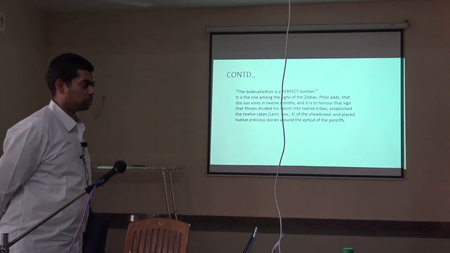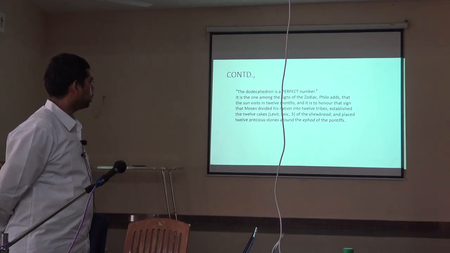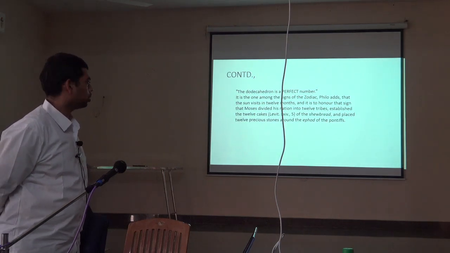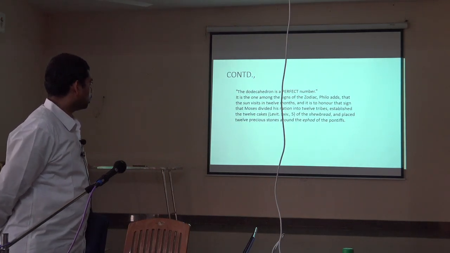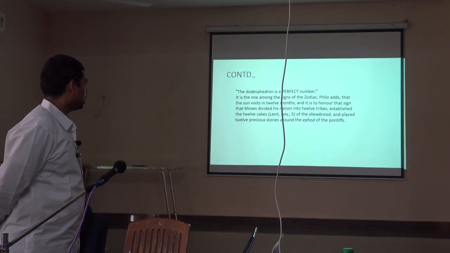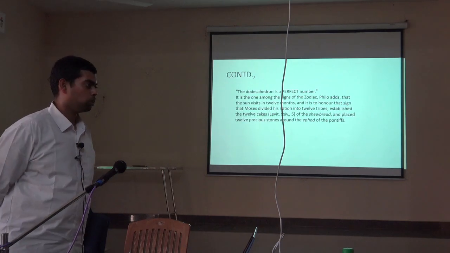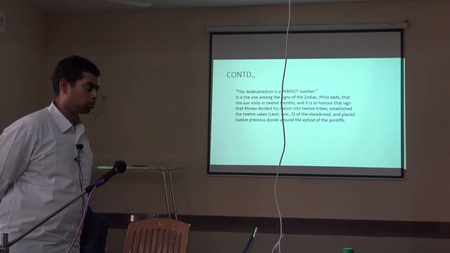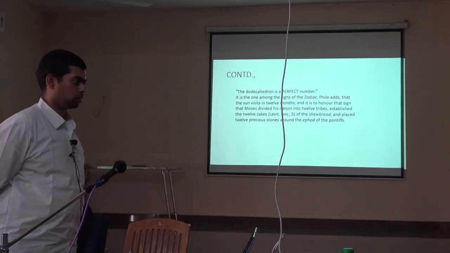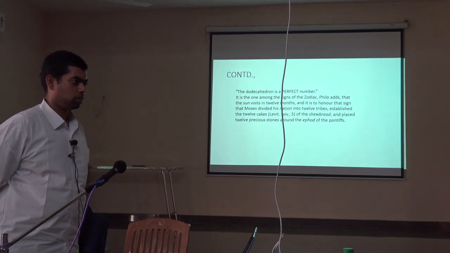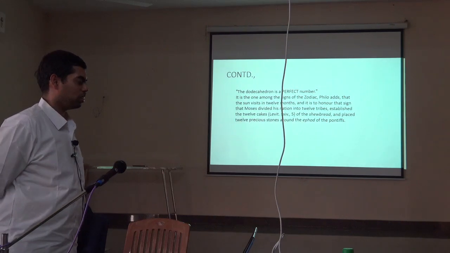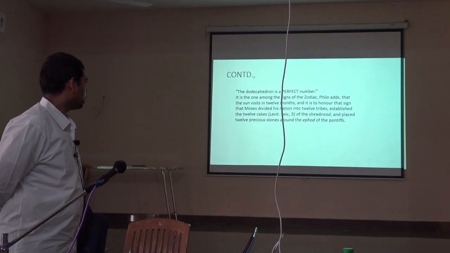So how many signs in the zodiac? We have 12 signs. 12 months in a solar year. You can see Moses divided his nation into 12 tribes. Moses, you know Moses. So he divided into 12 tribes. Tribes means groups.